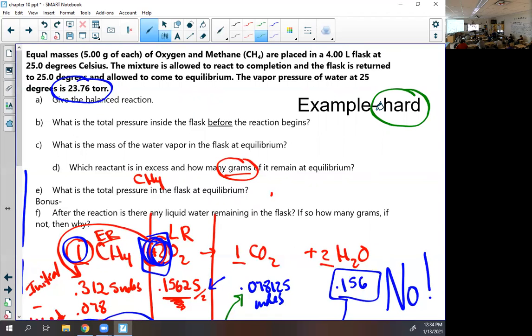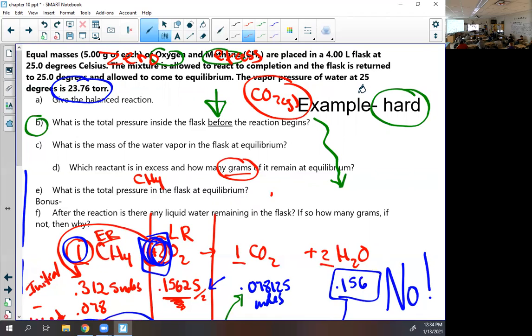At the start, when we found pressure, it was because we were asked what the pressure was before. The pressure before came from the oxygen and the methane. So that's why I converted them to moles and then went straight to P. But later I have to figure out which of these goes to 0. One of these is in excess. And carbon dioxide is a gas at room temperature, so I had to find the moles of that. Water is a liquid at room temperature, so I had to find the moles of it from its vapor pressure.